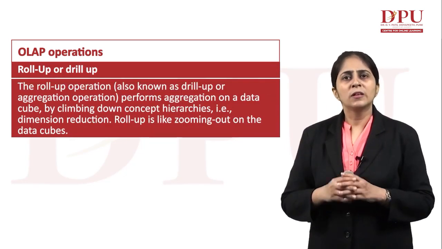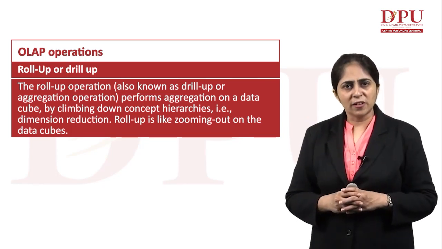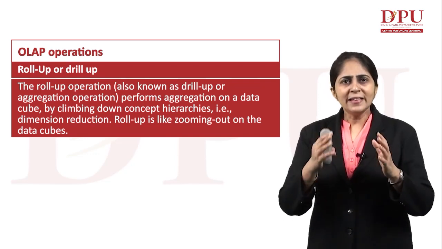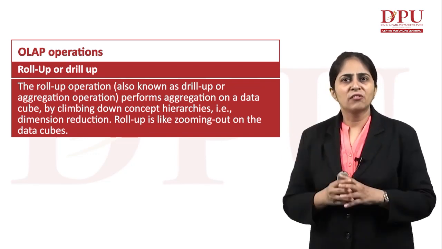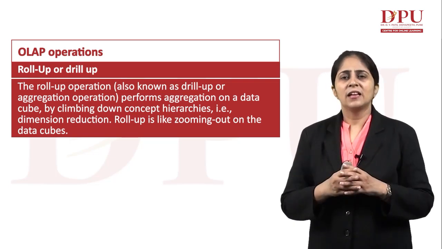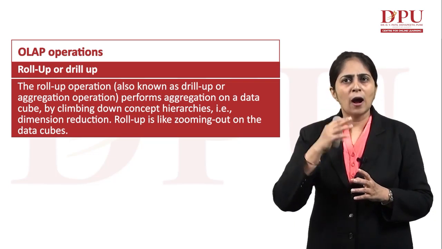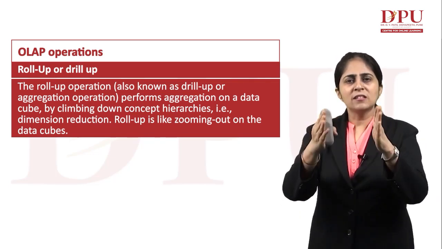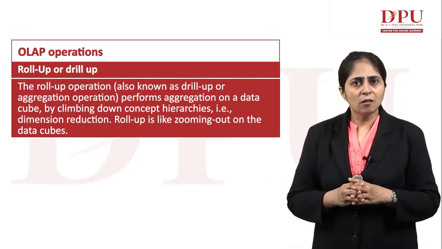The roll-up operation, we can also call it drill-up or the aggregation operation. It performs the aggregation on the data cube by climbing down the concept hierarchy. That is a dimension reduction. If you see roll-up, it is like a zoom out option. If you zoom out, what do you see? You see something specific. All the other dimensions are cut off.